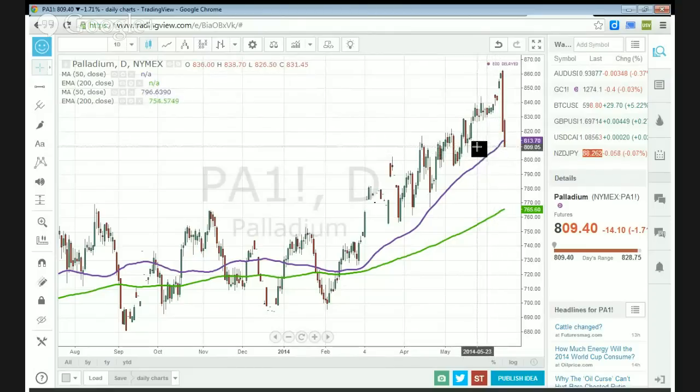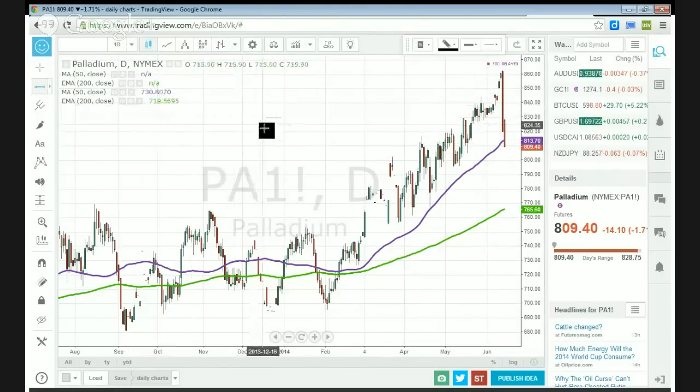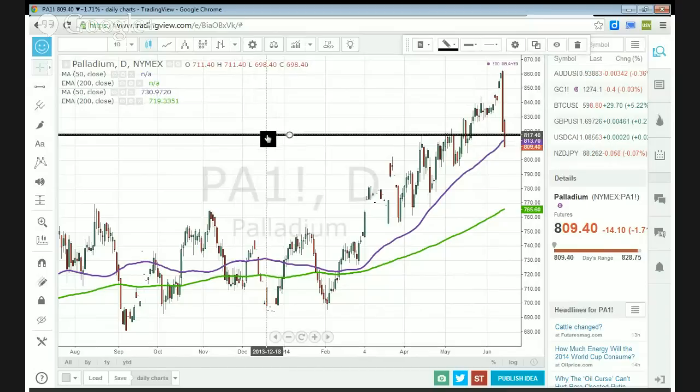Now we're at the 50 simple moving average, and this actually could be a support level here. I might be inclined to draw a support level somewhere around here. It was resistance before, and it's sort of acting like support around here as well. We're at the 50 simple moving average now, so the market might be ready to reverse here, or at least take a pause.